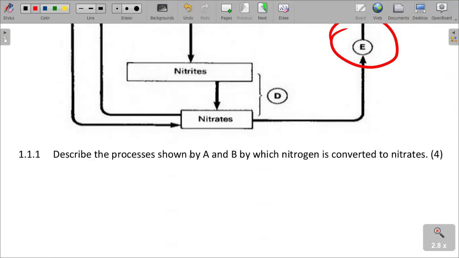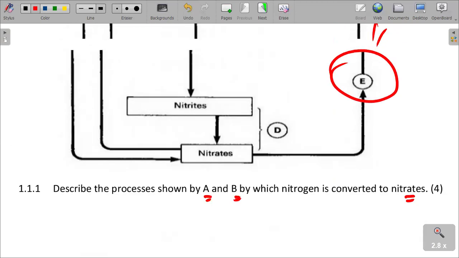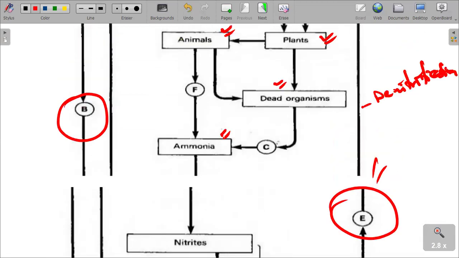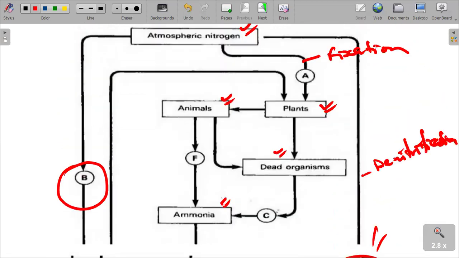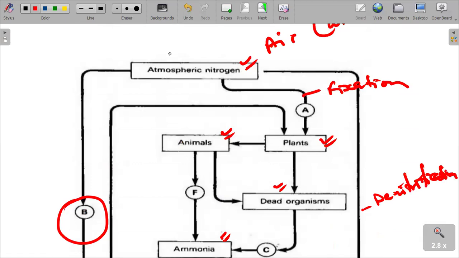Describe the processes shown by A and B, by which nitrogen is converted to nitrates. When nitrogen is converted into nitrates, what are the processes that are involved? So we need to look at our diagram and then we identify process A, where nitrogen is converted into nitrites. So we have first A, atmospheric nitrogen. So we said it is nitrogen in the air or nitrogen in the atmosphere.